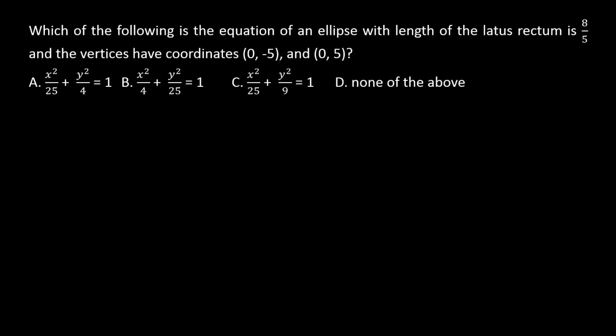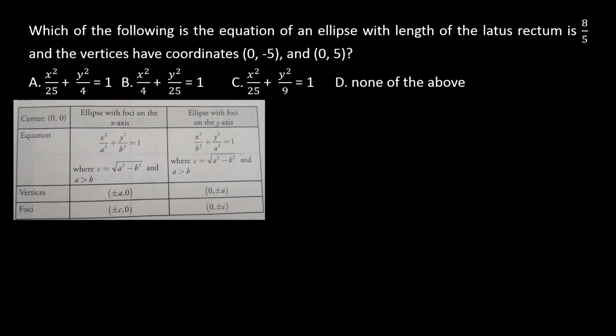Another problem on ellipse. Which of the following is the equation of an ellipse with length of the latus rectum 8 over 5 and the vertices have coordinates (0, negative 5) and (0, positive 5)? Letter A, x squared over 25 plus y squared over 4 equals 1. Letter B, x squared over 4 plus y squared over 25 equals 1. Letter C, x squared over 25 plus y squared over 9 equals 1. And letter D, none of the above.